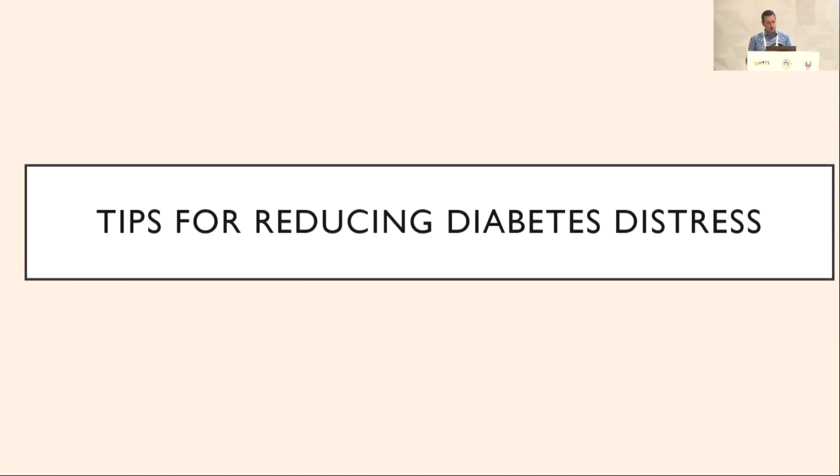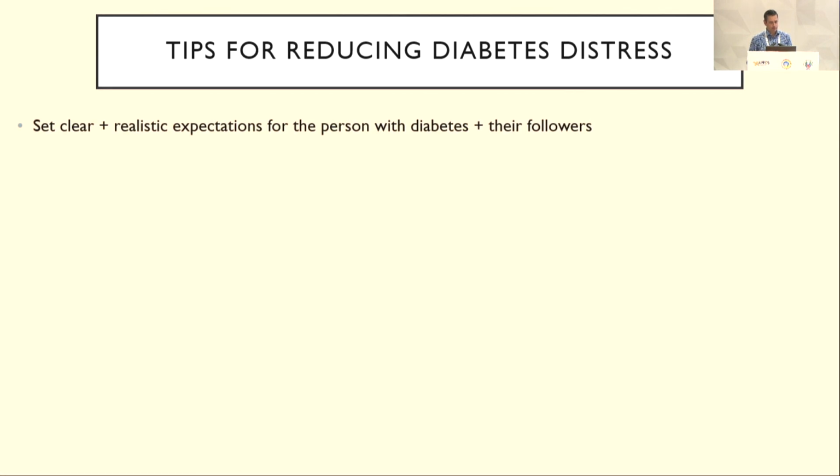In terms of tips to reduce that, what's really important right from the get-go, and this is why it's great if the diabetes team can be prescribing CGM, or at least starting that conversation, is setting clear and realistic expectations for both the person with diabetes and all their followers. In fact, with the newer models, the number of followers can go up and up. Some people may have 10 to 20 people following their glucose levels. It's also about making sure they're aware, so as not to cause distress for the person themselves.